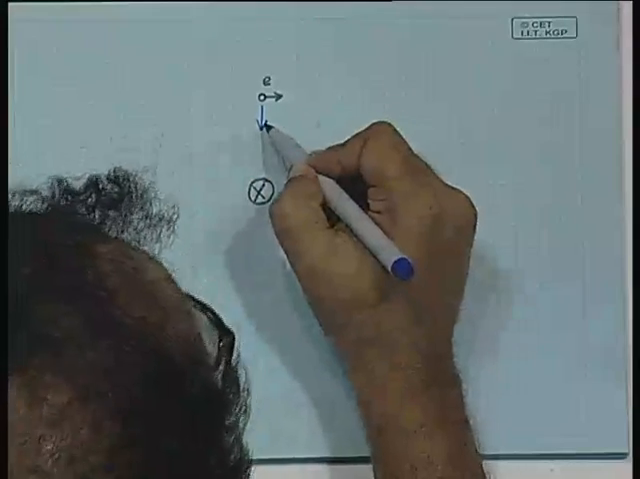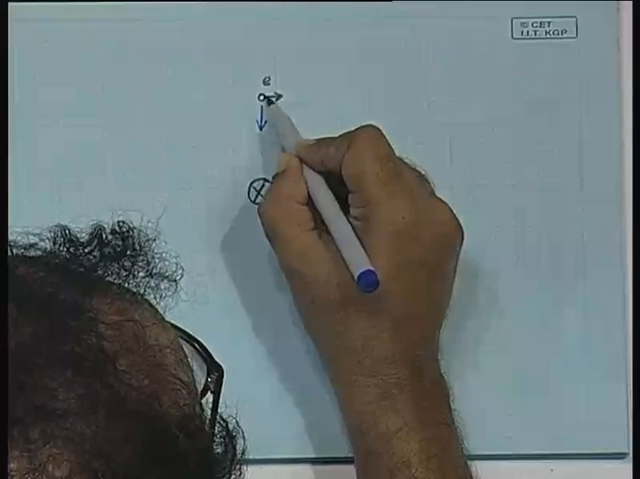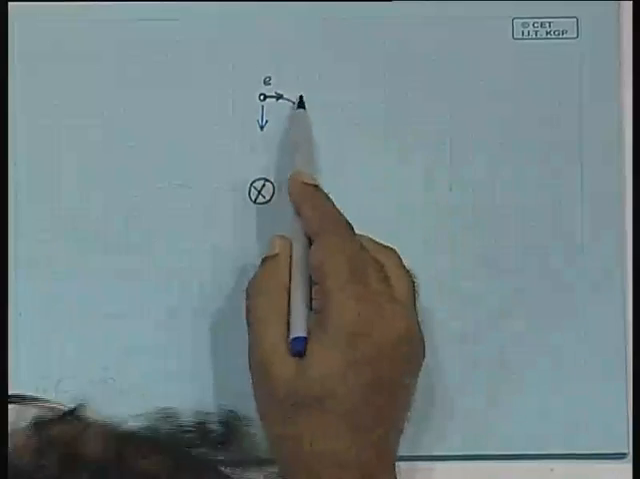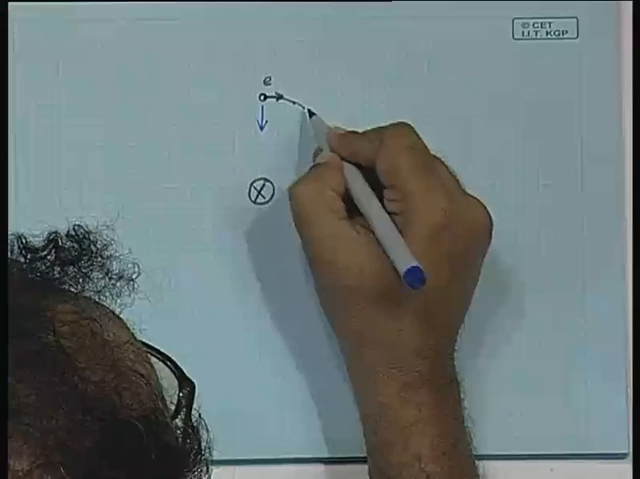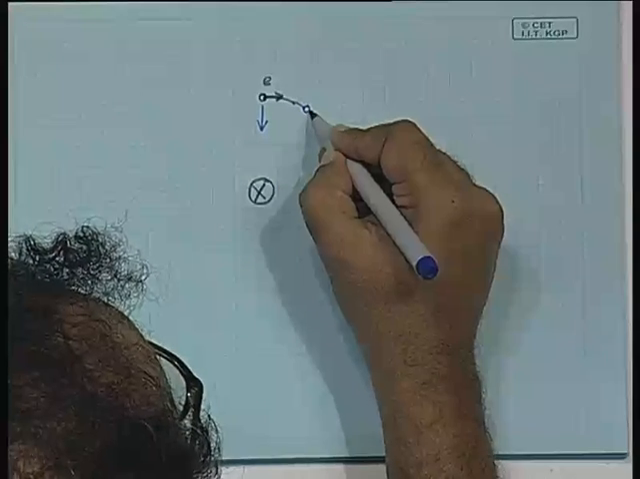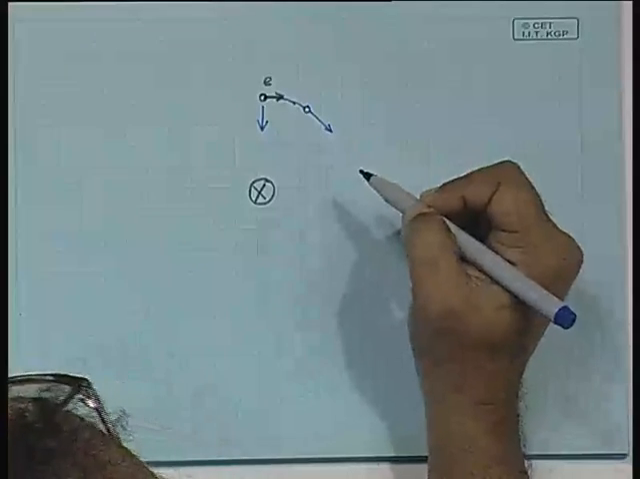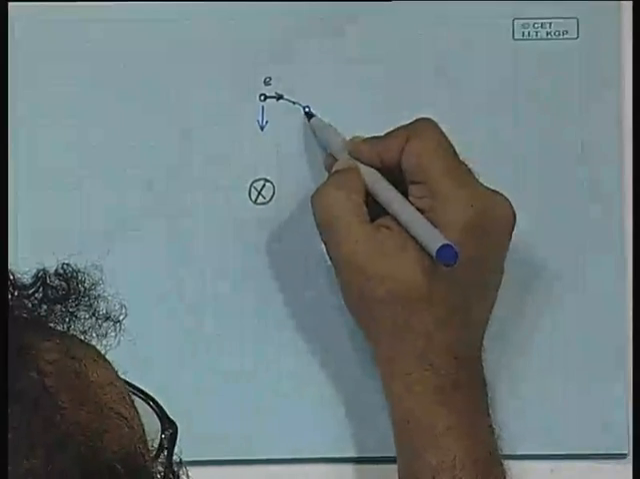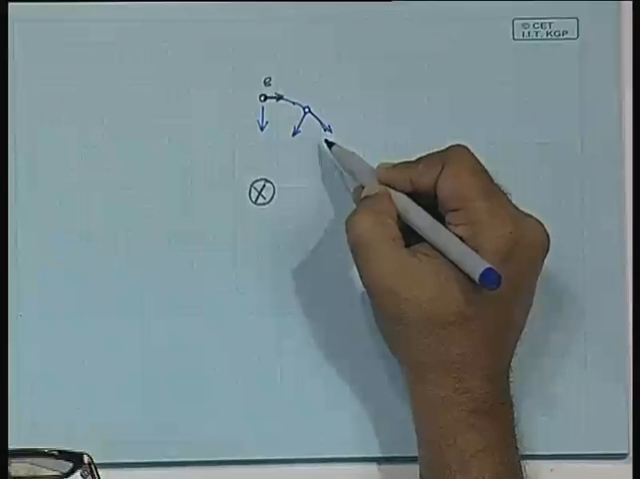So because of the downward motion, what will be the resultant motion of the electron? It will deviate from the straight path. It will move towards this. Say it has come here. When it has come here, this is the direction of the force. This is the direction of the velocity. What will be the direction of the force? Again towards the center. So it will again be deflected. So it will be moving in a circle.